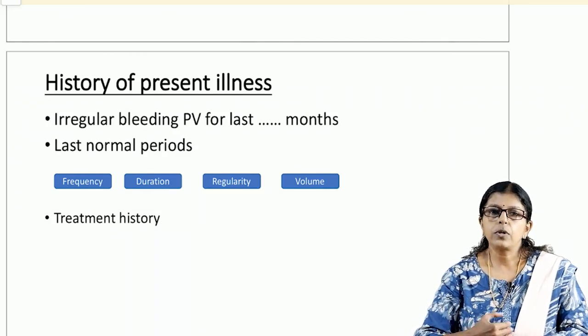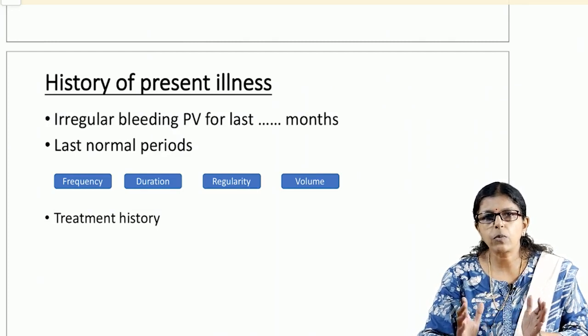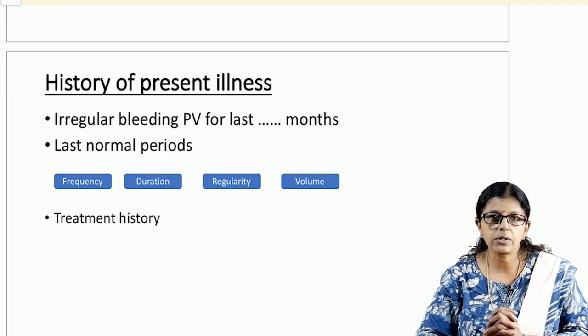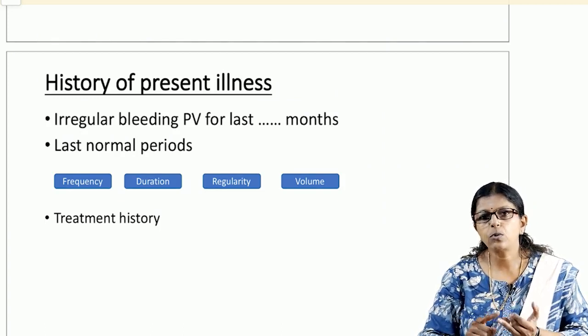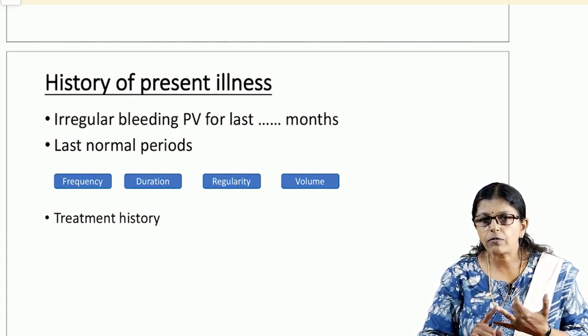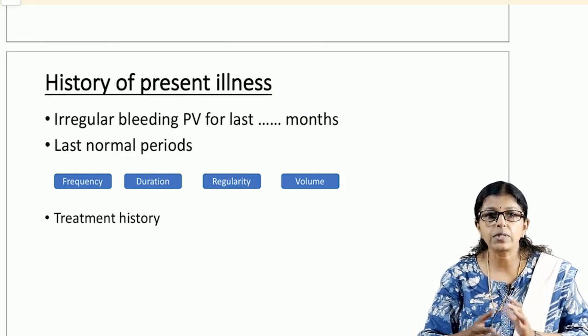Then the other thing that you have to do is the treatment history. When someone tells you that she's been having this problem for 1 or 2 years, obviously she would have consulted a doctor. So then you must find out what tablets she has taken. In order to identify from the history what tablets she has taken, you must know what tablets we can give.